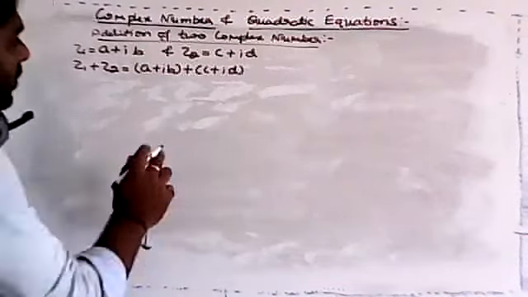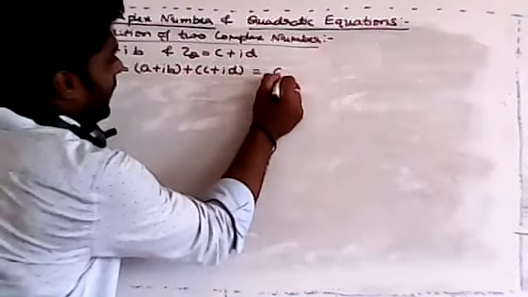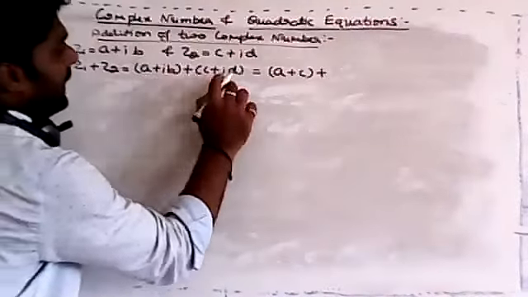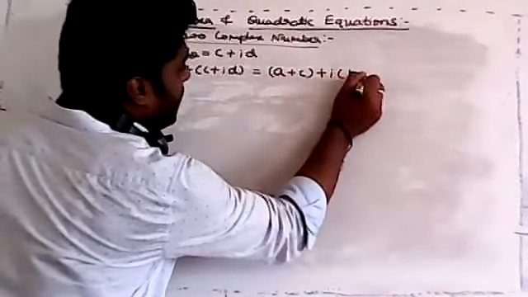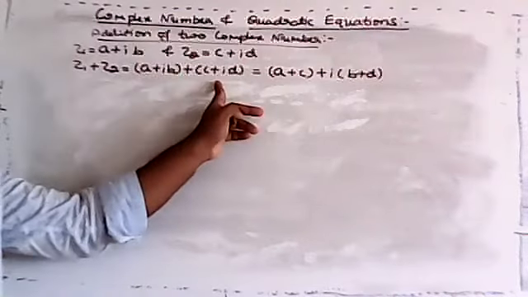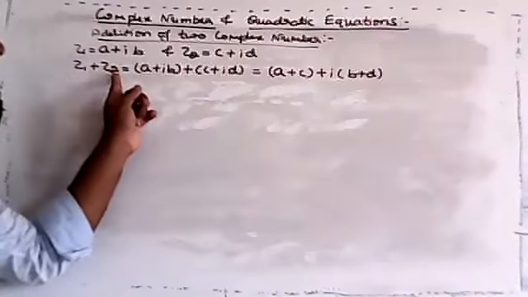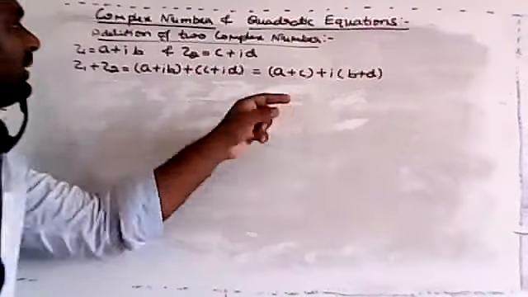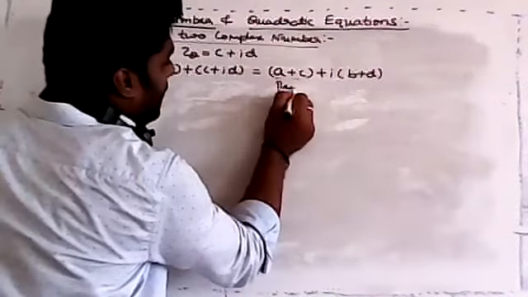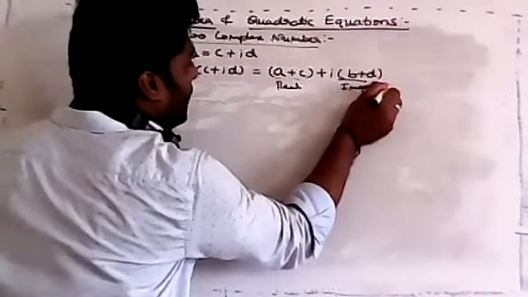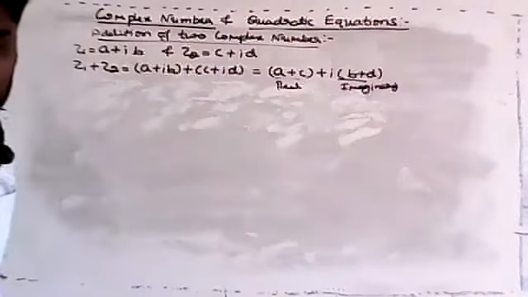So the real part is a, and in this the real part is c, plus the imaginary part, ib and id are there. I'm taking i common. So remaining is b plus d. Clear that one? So z1 plus z2, a plus ib plus c plus id. So a plus c is the real part, and I have taken i common from this one. That is the imaginary part.